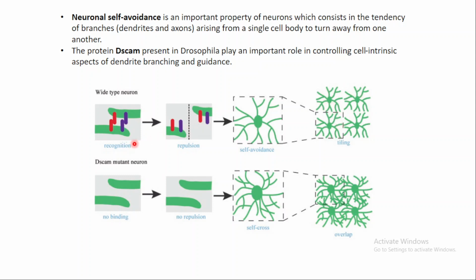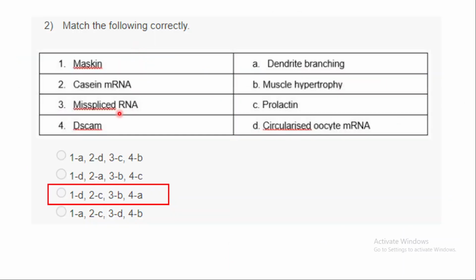But it has been seen that when there is a DSCAM mutant Drosophila fly, there are no proteins now, and due to no proteins, there is no repulsion, due to which self crossing will happen and there will be overlap of self junction neurons. So this is the disease phenotype due to absence of DSCAM protein. So here DSCAM will be matched correctly to dendritic branching.